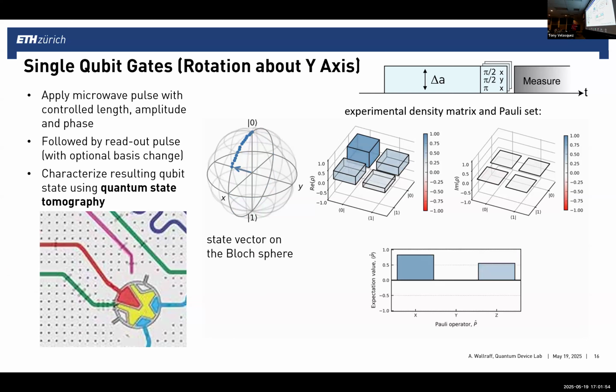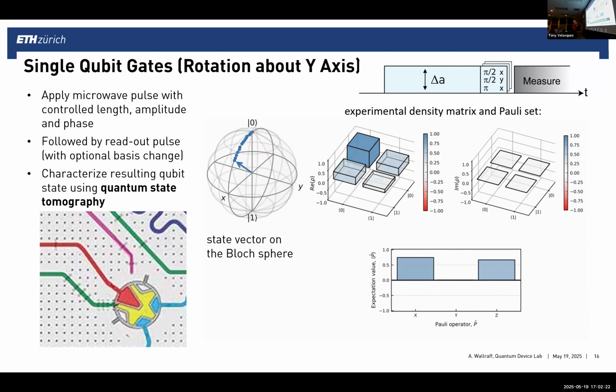And so there's a little animation here. From a measurement where essentially the amplitude of a pulse applied to the qubit was varied, for each one of these amplitudes the qubit state vector was then measured using this quantum state tomography. And when you do that, you can plot your state vector on this Bloch sphere.